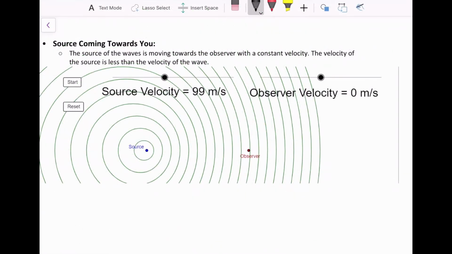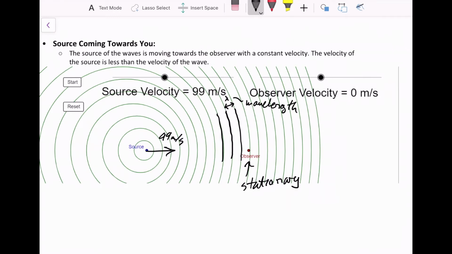Okay, so I've got the other document up here where I can draw on it. In this one, we've got that this source here is moving to the right at a velocity, in this case, of 99 meters per second. The observer here is stationary. And if you look at the pattern of waves here, again, these green lines represent crests, and the white in between would represent the trough. So remember that the distance from one crest to another is equal to the wavelength, or lambda.